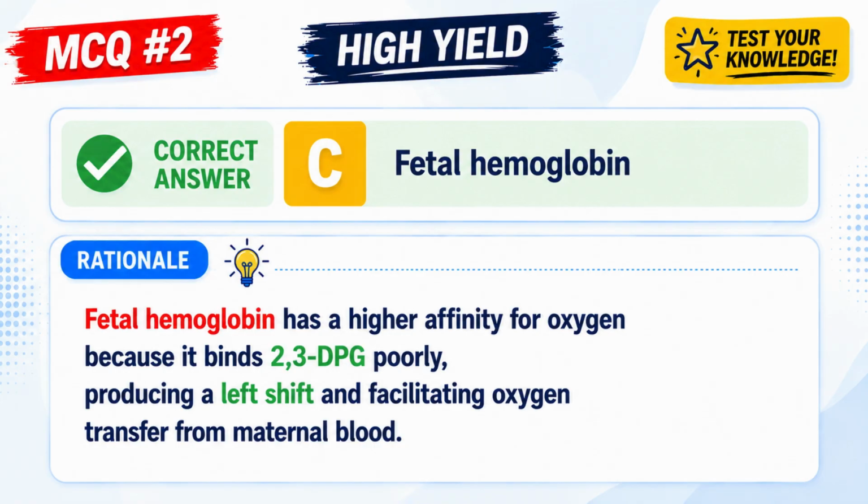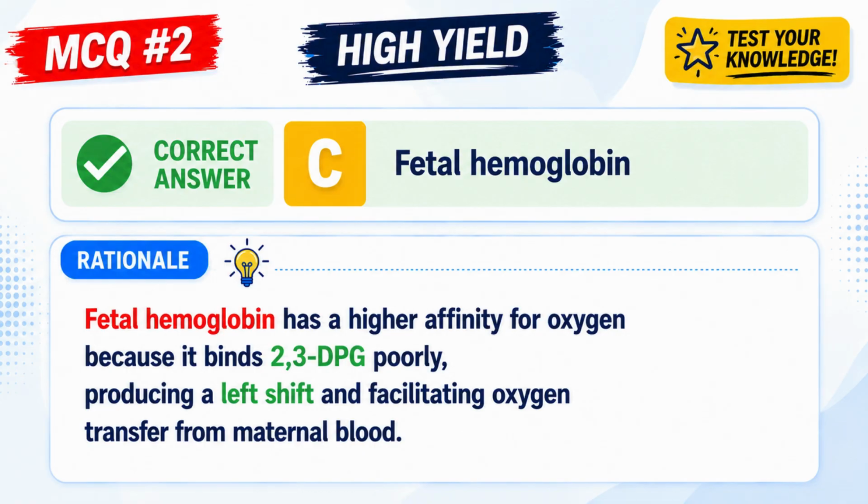The answer is C. Fetal hemoglobin. Here's why. Fetal hemoglobin contains gamma subunits instead of beta subunits. This structural difference means fetal hemoglobin binds 2,3-DPG much less effectively than adult hemoglobin. 2,3-DPG normally promotes oxygen unloading, a right shift. Without effective 2,3-DPG binding, fetal hemoglobin has higher affinity for oxygen, left-shifted curve, lower P50.